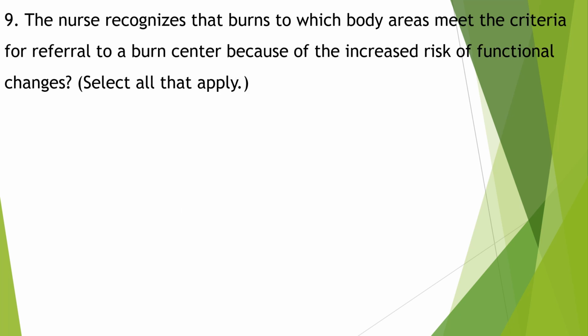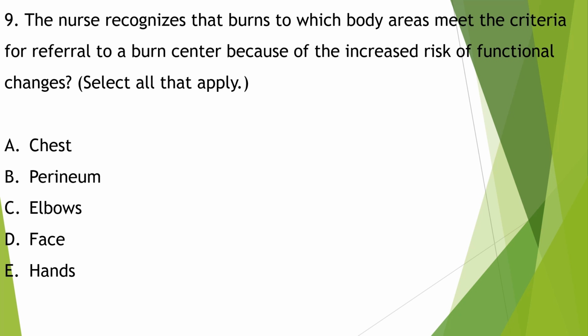The nurse recognizes that burns to which body areas meet the criteria for referral to a burn center because of the increased risk of functional changes. Chest, perineum, elbows, face, hands. According to the American Burn Association, referral criteria to a burn center involves injuries to specific areas of the body including the face, hands, feet, genitalia, perineum and burns over the major joints. So perineum, elbows, face and hands.